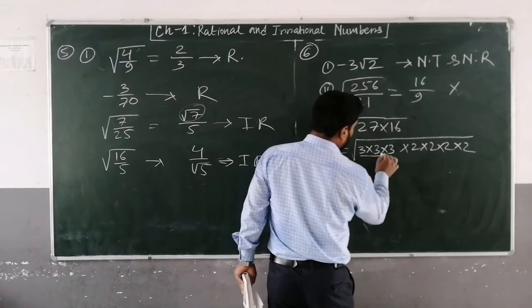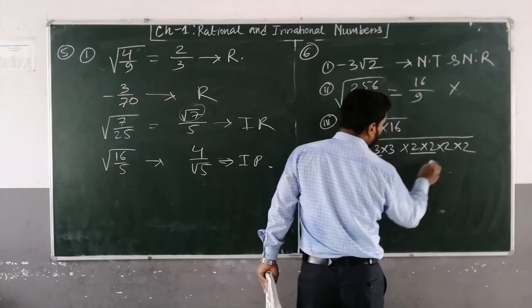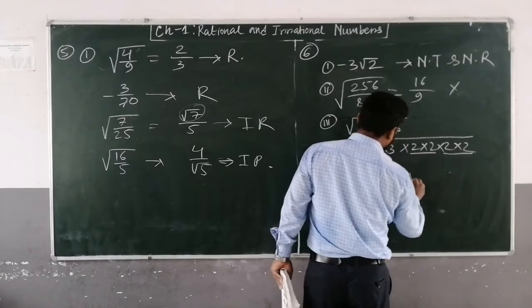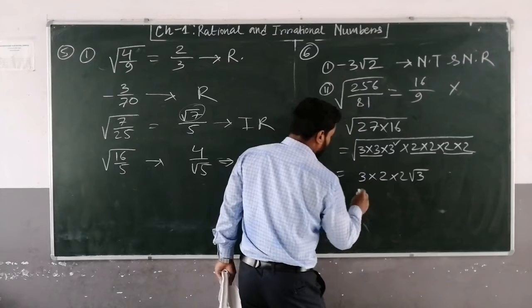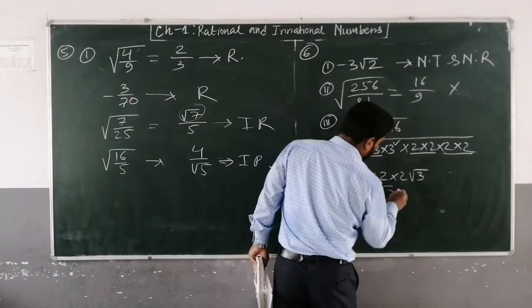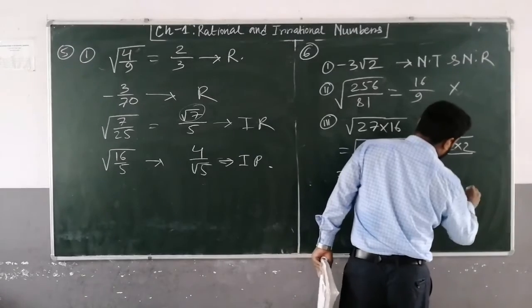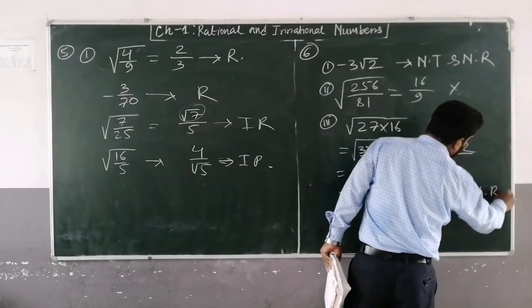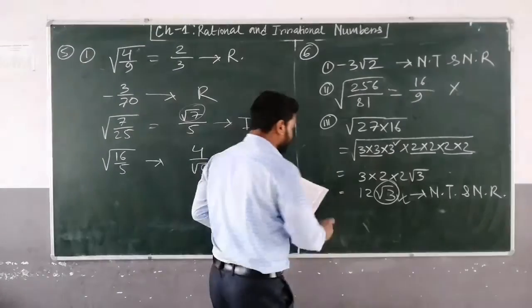So this is equal, for this 2 3, 1 3 will come outside, this for 2 1 2 will come outside, for this 2 1 2 will come outside, and this 3 will remain under root. So this is 12 root 3. Root 3 is there, so this is irrational, means non-terminating and non-recurring.